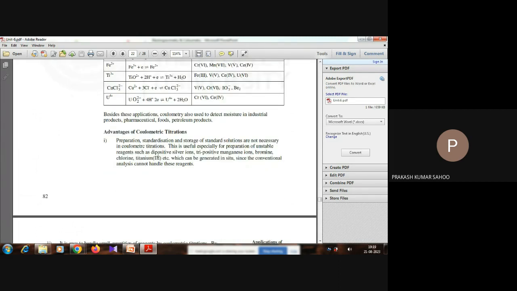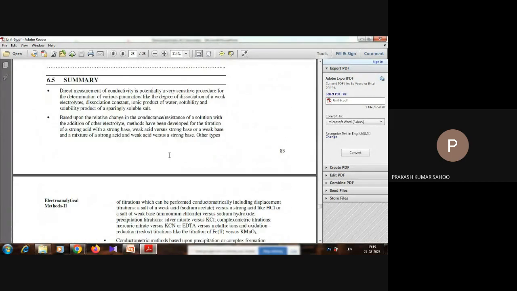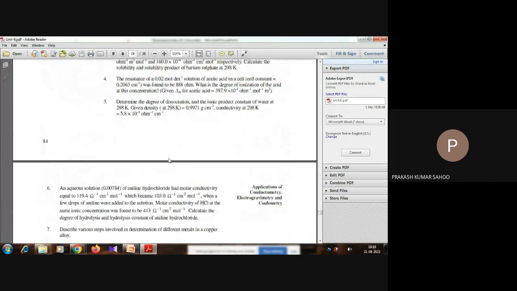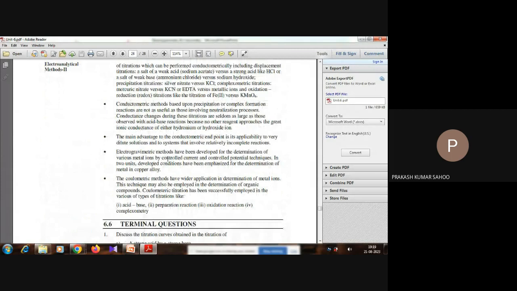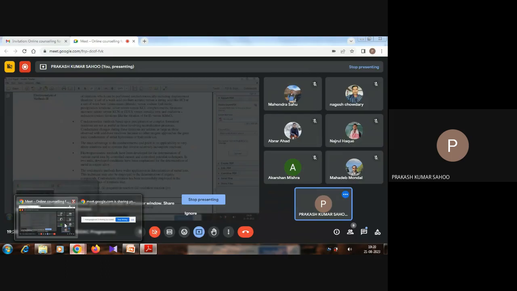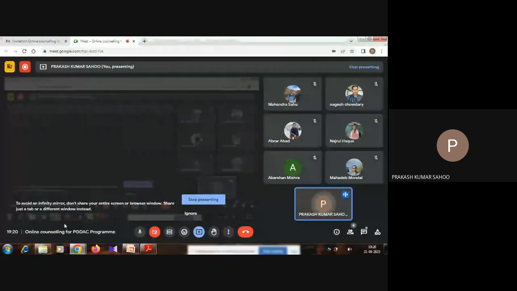Then we have the advantages, which were already told to you in the previous unit, and this will be the end of this unit, that is electrogravimetric and colorimetry. So you have to remember the principle, the circuit diagram, and the cell construction, as well as the working principle, followed by the application, advantages and disadvantages. This will be very helpful to you all, and hopefully today's class is easy for you all.